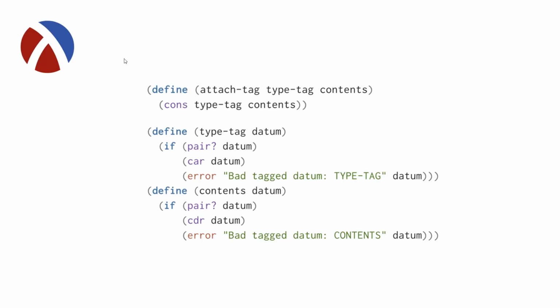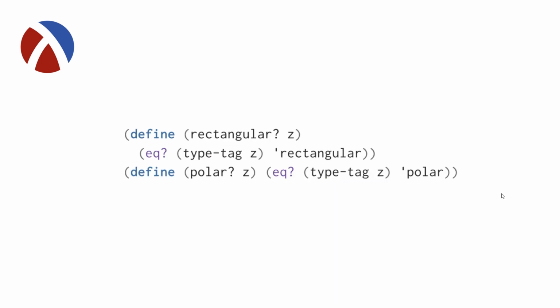So the first thing that this subsection introduces is these three procedures: attach tag, type tag, and contents. Attach tag is used to basically attach a tag to a procedure. And the last two, type tag and contents, are basically just wrappers around car and cdr. It's checking, is it a pair? And if so, it basically just passes you car and cdr of datum. Otherwise, it just errors out with this message.